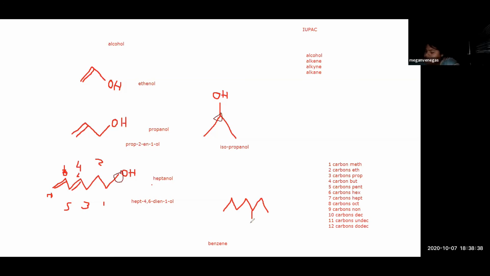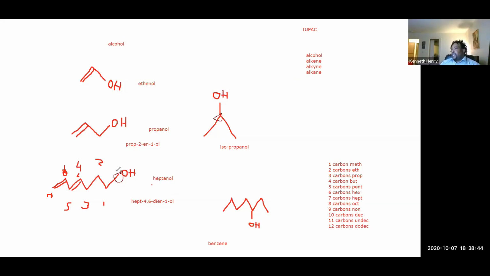And so the reason you're putting the 1 was why again? To let me know that the OH is located on the 1. So this number tells me where that OH is. These tell me where the double bonds are.